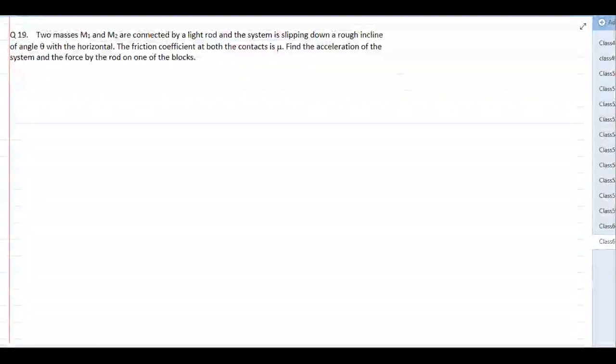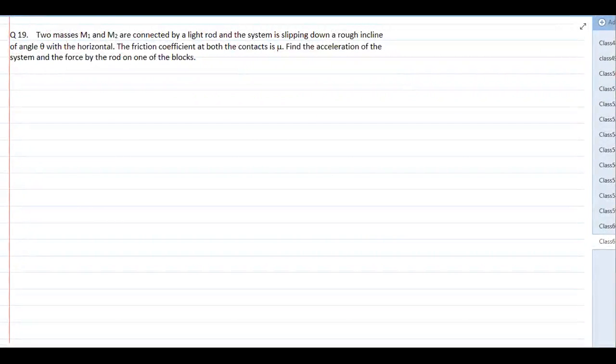M1, M2 are connected by light rod, and the system is slipping down a rough incline of inclination theta with horizontal. The coefficient of friction at both contacts is mu. Find the acceleration of the system and the force by the rod on one of the blocks.